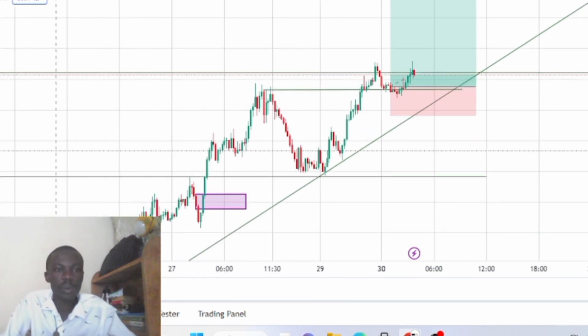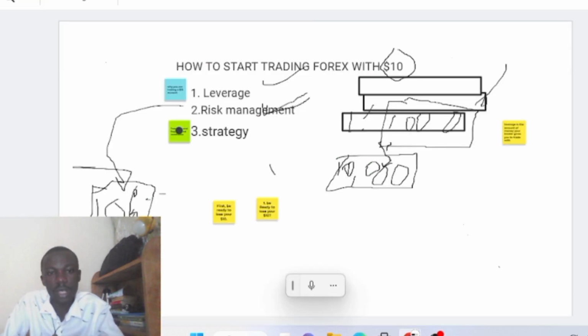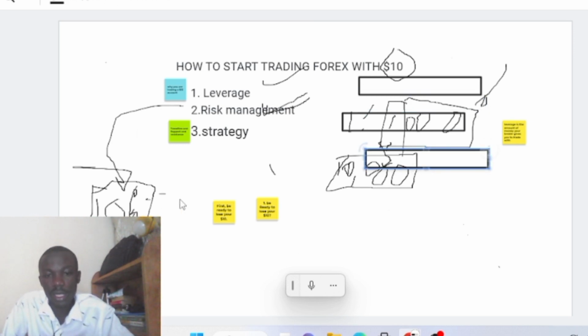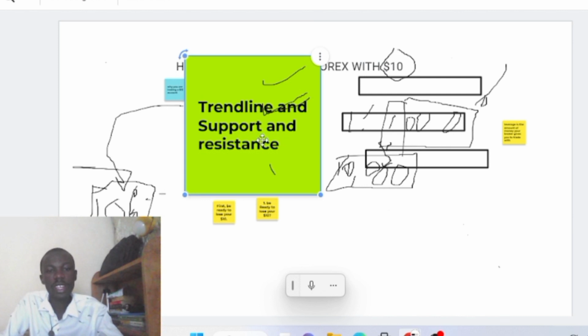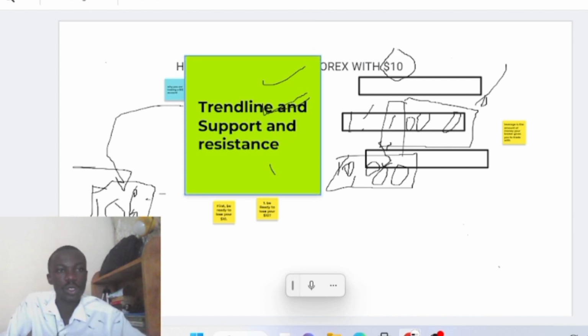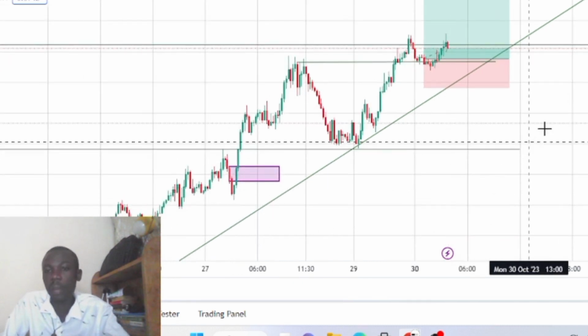Now, it is very simple. This strategy is straightforward. As I told you, when I pull out this strategy, you're going to find that it is one of the simplest strategies out there. So what is the strategy? It is trend lines and support and resistance. These are the two things that we are going to be following. So let's see how I plotted this trade.